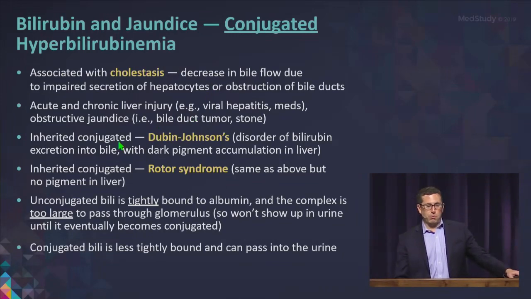There are inherited forms of this. There's something called Dubin-Johnson syndrome, and the key to this is that you'll get a dark pigmentation accumulating in the liver. And then there's something called Rotor syndrome, which is the same as above, but there's no pigment in the liver.